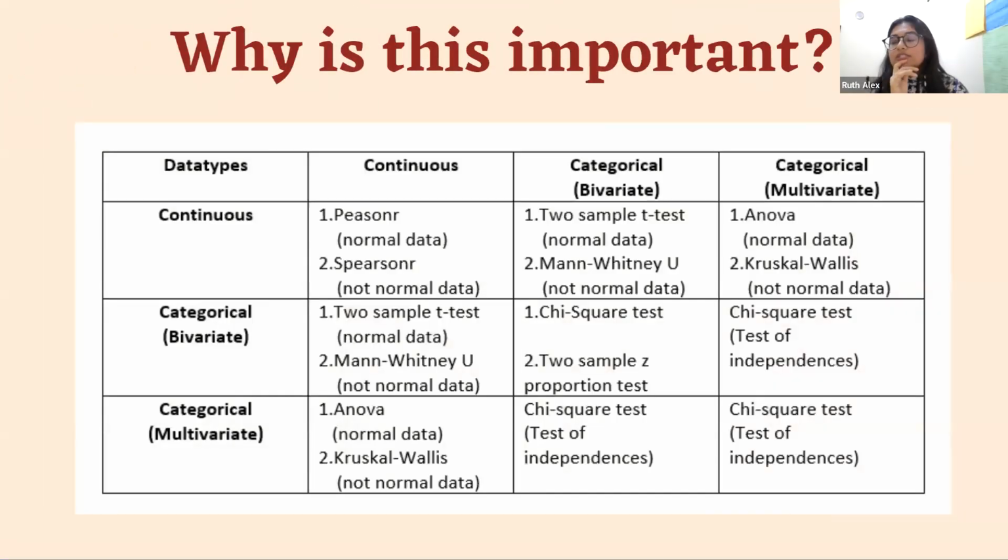So when you get qualitative variables, first you have to see if it's categorical. And if it's categorical, you see if it's bivariate or multivariate. The difference between bivariate and multivariate is whether you have 2 different variables you want to look at or more than 2. So that will help you choose your test.